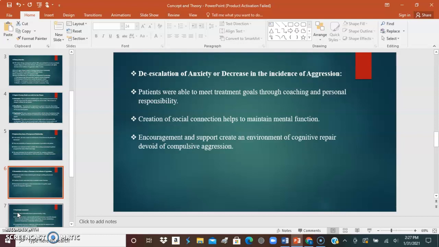How does this theory relate to de-escalation of anxiety or decrease in the incidence of aggressions? Patients were able to meet treatment goals through coaching and personal responsibility. Creation of social connections helps to maintain mental function. Encouragement and support create an environment of cognitive repair devoid of compulsive aggressions.